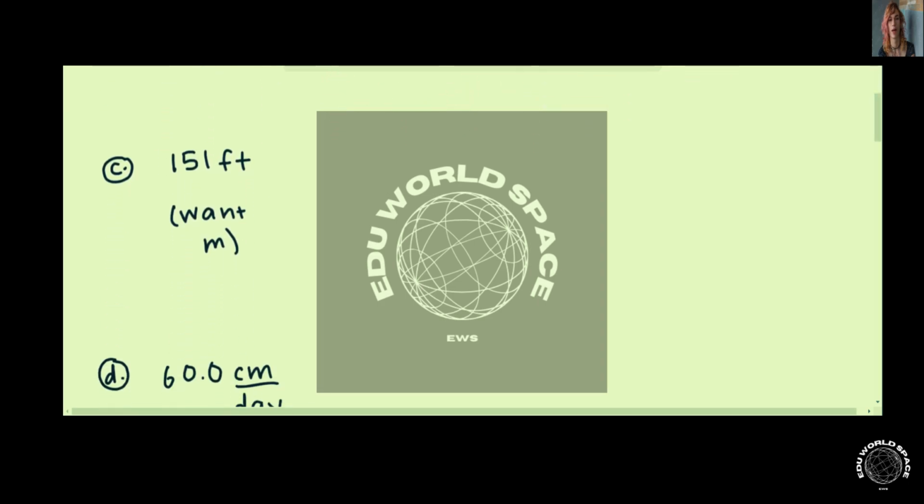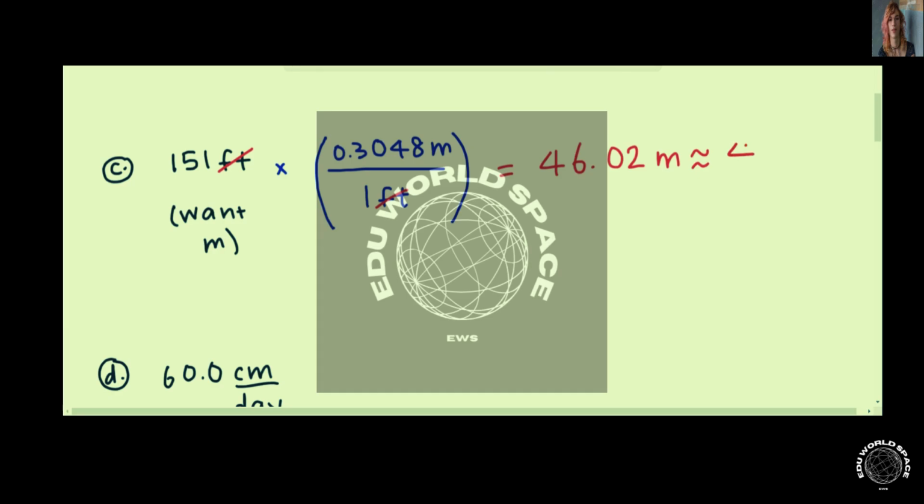This one, again, depending on the conversion factor you use, if you multiply this out, you'll find that 1 foot is equal to about 0.3048 meters. And so you'll see that feet and feet cancel, so that you get an answer of 46.02 meters, which is about 46 meters.